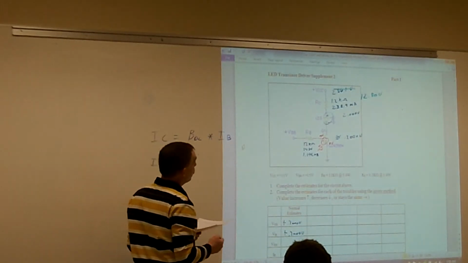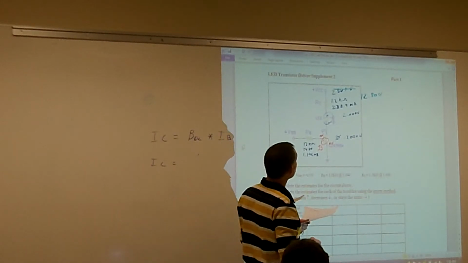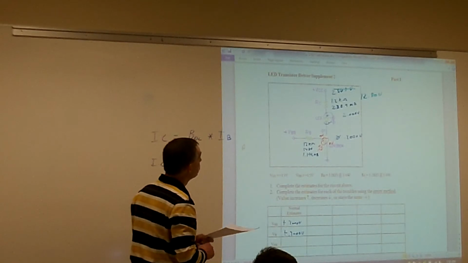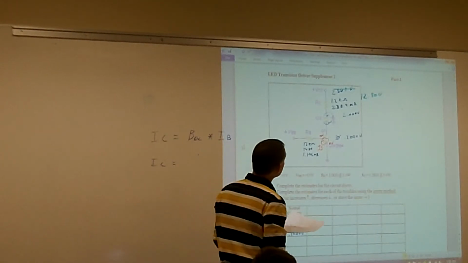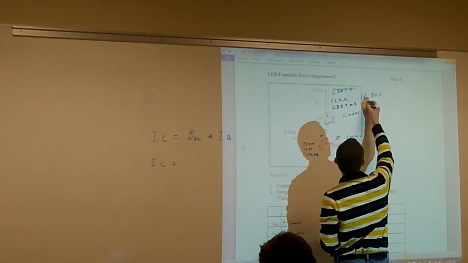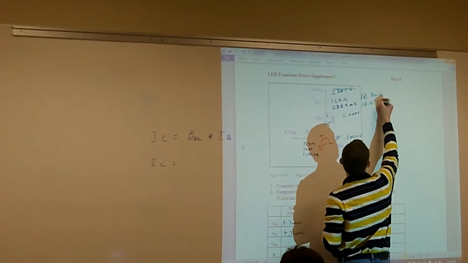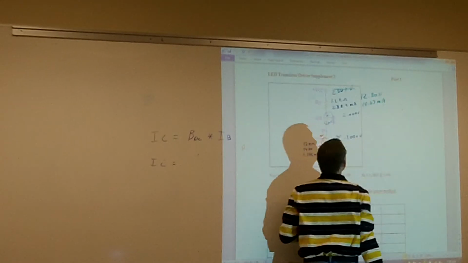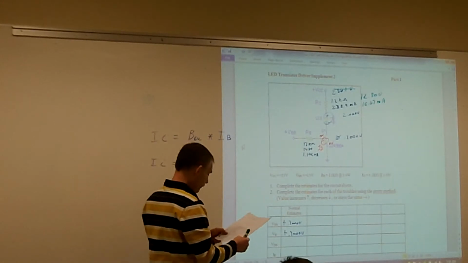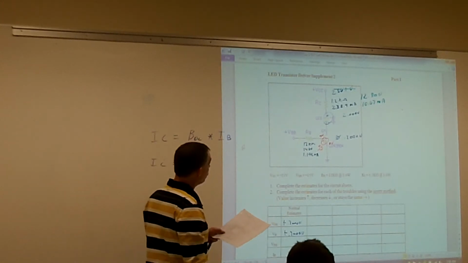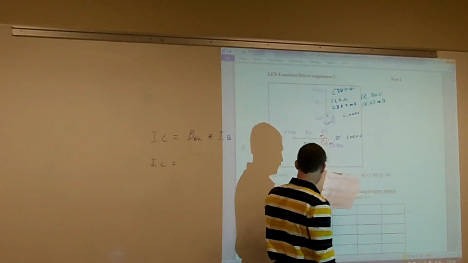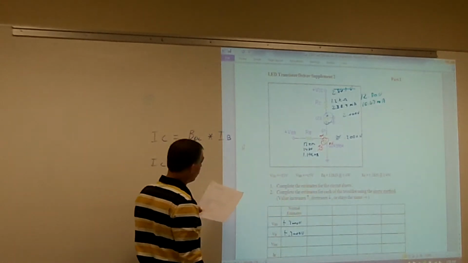Now what is our current going through our collector? Yeah, 10.67 milliamps. So that's going to be our new current going through our collector and our emitter, and also through the LED.